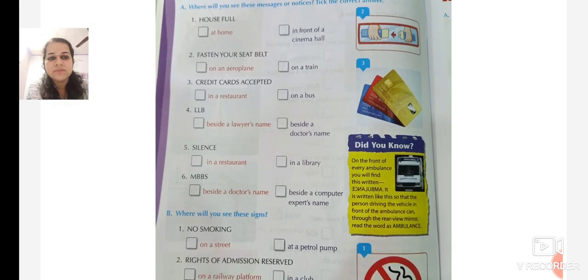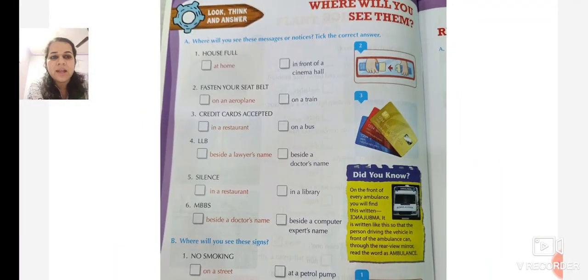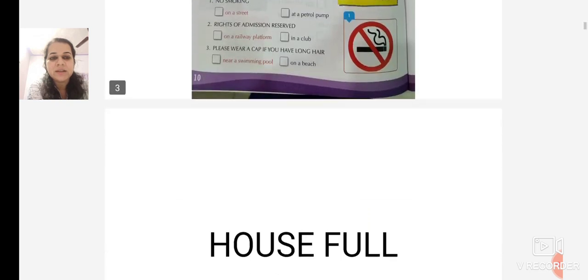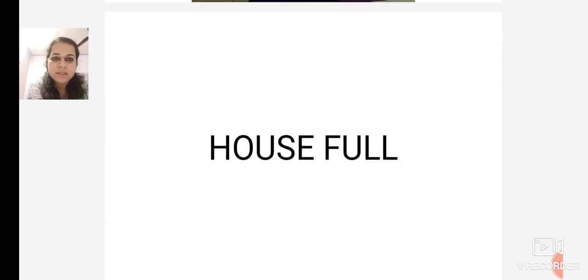House full. House full board. Where do you see it? You see the house full board at home? Does anyone of you write house full outside your house? No. Where do you see them? In front of a cinema hall? Yes, in front of a cinema hall. Why do you see them outside the cinema hall? Because when the tickets are over and there are no tickets left for selling, it is written house full.